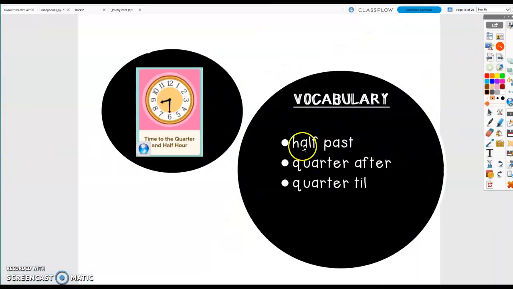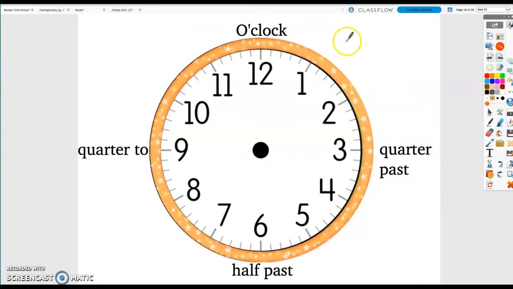So our vocabulary is half past, quarter after, and quarter till. So we had this picture yesterday. We went over o'clock and half past. Well, now we have quarter past or quarter to.